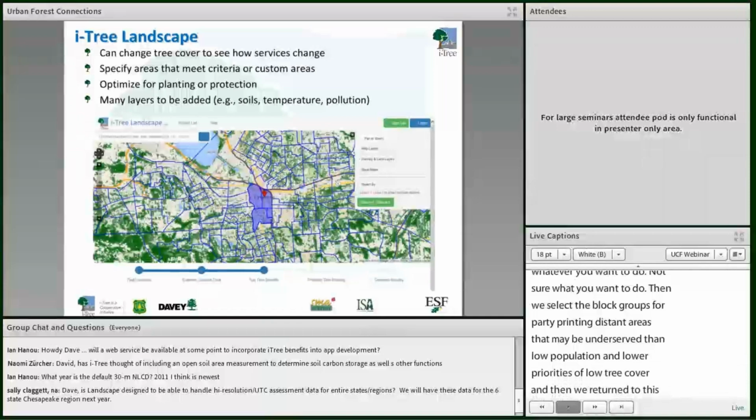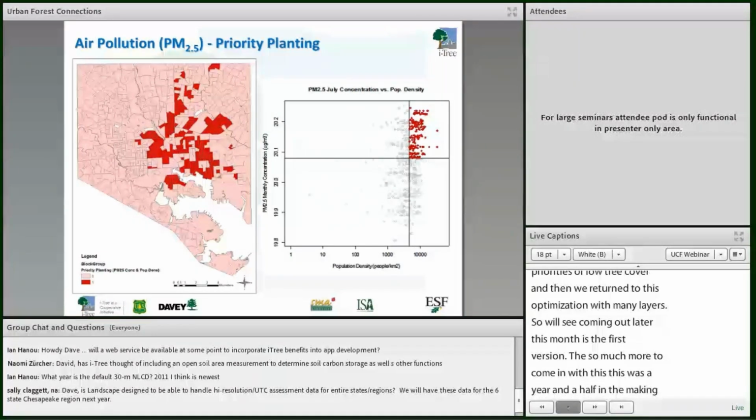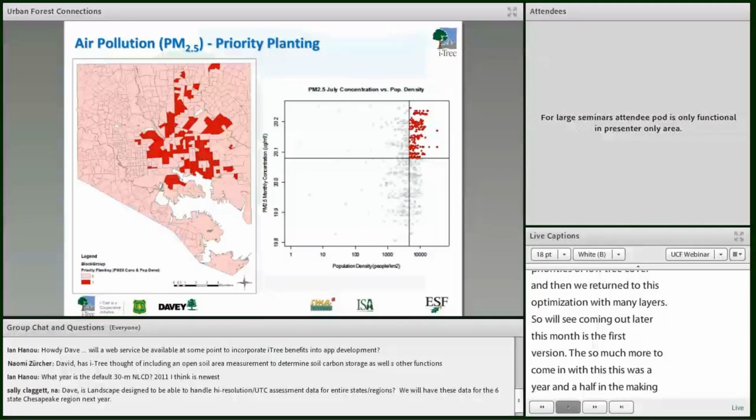And there's so much more to be coming with this, but this was 1.5 years in the making, and you don't need ArcGIS. It runs right off the server, and Mike and Kevin and others did an excellent job in putting this together. We have others working on how to optimize.